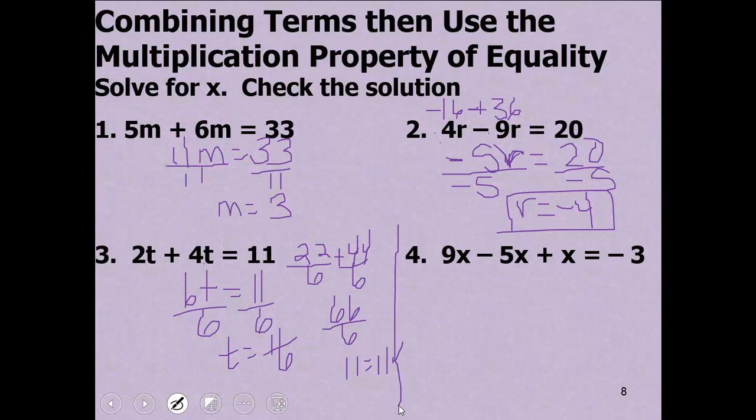Welcome back. 9 minus 5x is 4x plus 1 more x gives me 5x. And then I'm going to divide by 5. So x is equal to a negative 3/5. Okay.